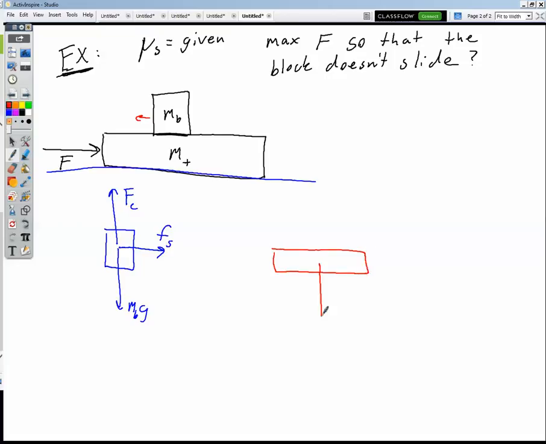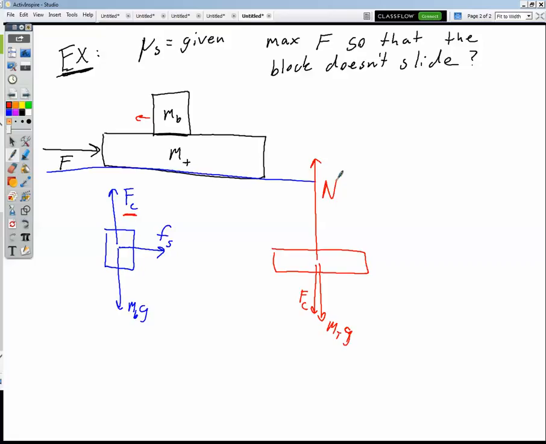We have mass of the textbook times g going down. We also have the contact force. This contact force, which the textbook pushed up on the block with, Newton's third law pair, is going to go down this way, F sub c. And we are going to have a normal force counteracting both of those, weight and contact force.